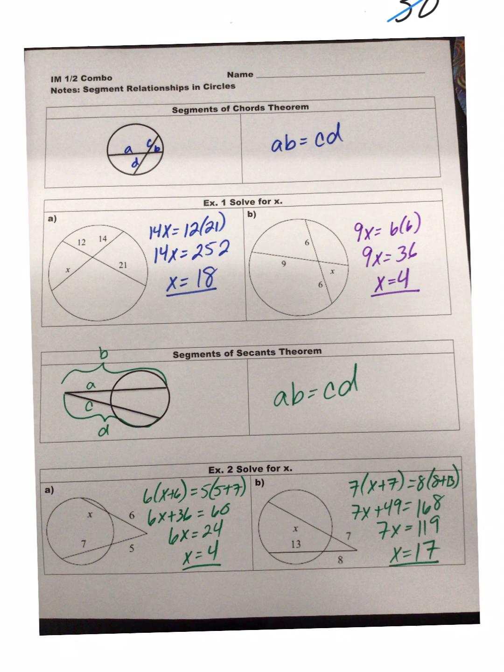All right, so example 2b, same idea again. So the outer parts are 7 and 8. The whole thing, we'd have to add 7 and x, and we'd have to add 8 and 13. So I get 7 times x plus 7 equals 8 times 8 plus 13. So I distribute my 7. So I get 7x plus 49 equals 168. Subtract 49, and I get 7x equals 119. Divide by 7, and I get x equals 17.